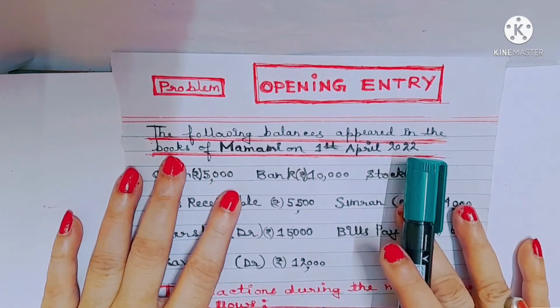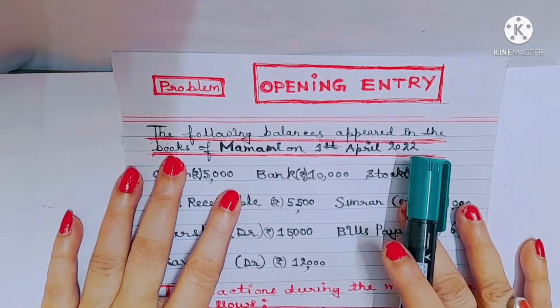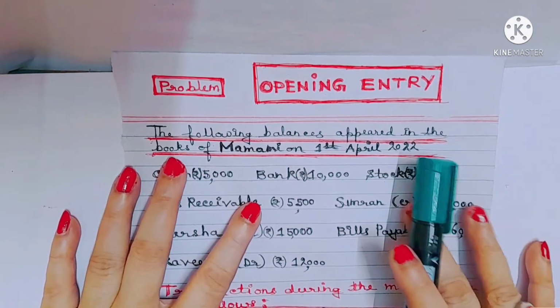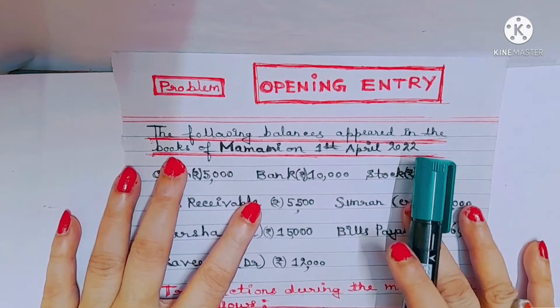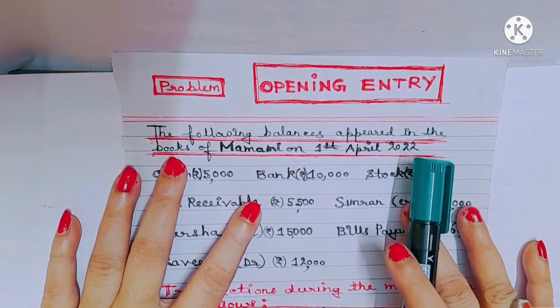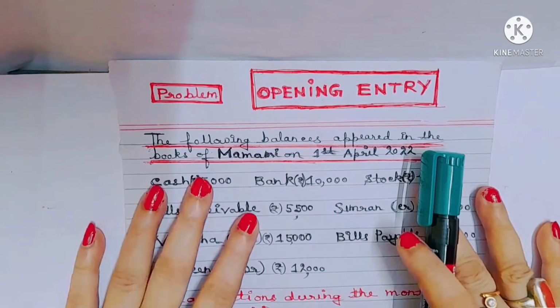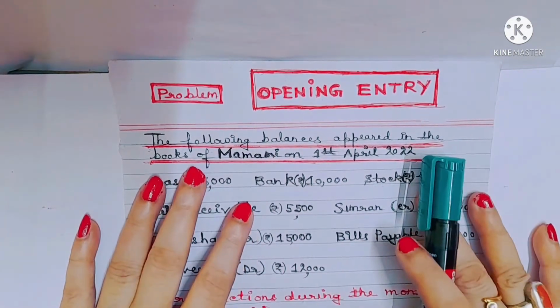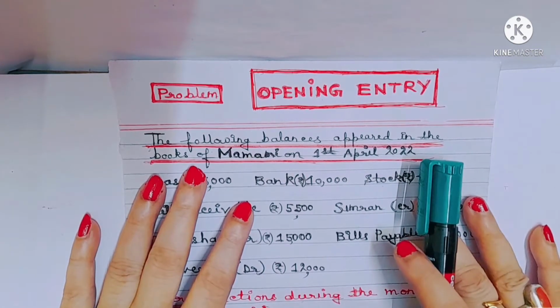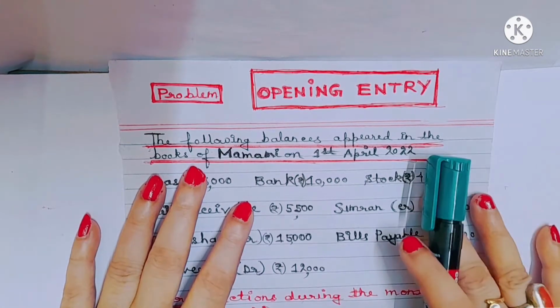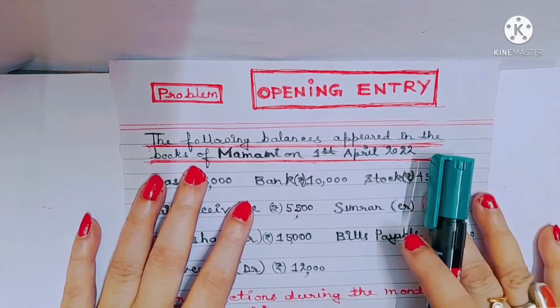Every business firm starts its new books in the beginning of each year, since the closing balances of last year have to be carried forward to the next year. Why are we calling this an opening entry? Opening entry is the first entry and that is why it is known as an opening entry. Understood? Let's see the problem.